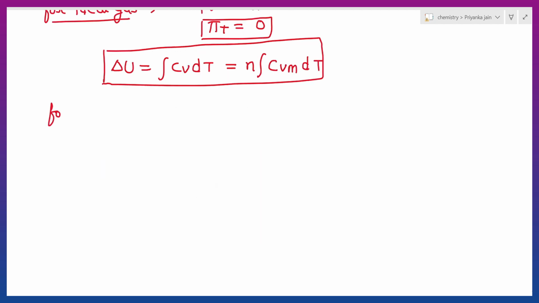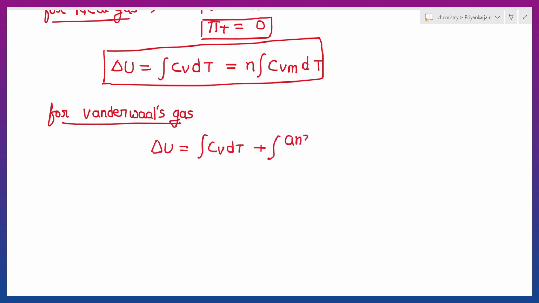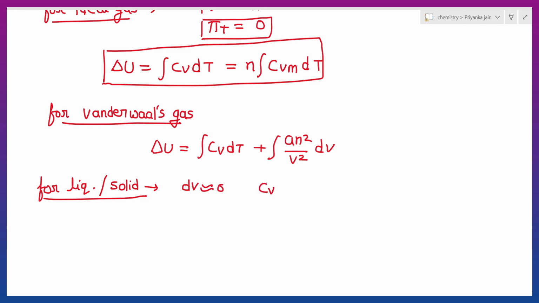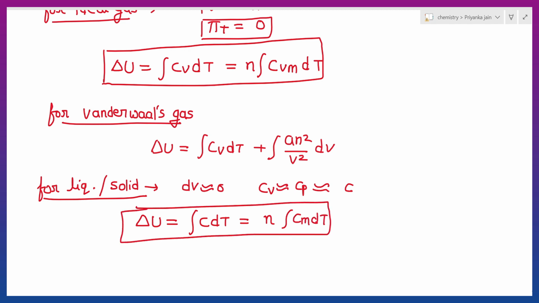If you are looking at real gases, or van der Waals gases, you know the equation, so you can solve for that. What you are getting: delta U is equal to integral of Cv dT plus integral of a n square upon V square dV. If you are given the condition of liquid and solid, then in that case you know dV, the change in the volume, is equal to 0. So always remember Cv and Cp both will be equal to C. So you can write delta U is equal to integral of C dT, or integral of Cm dT. So these are the key points that you have to remember in the case of internal energy.